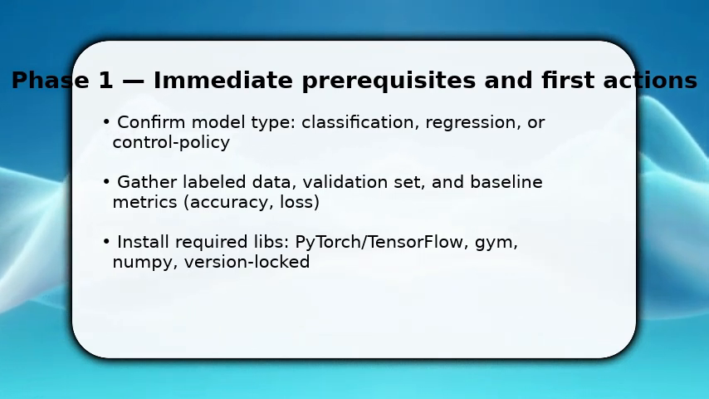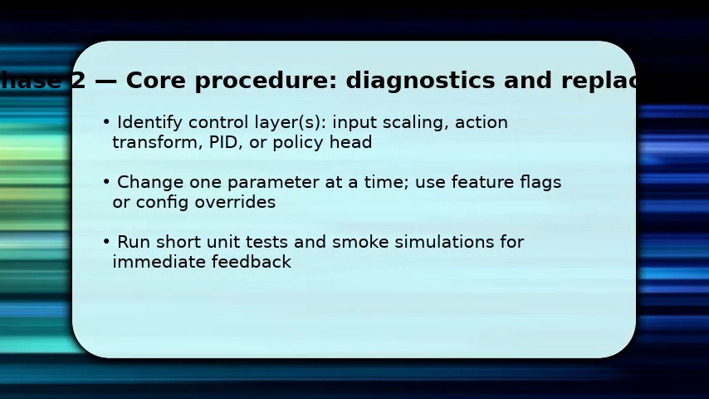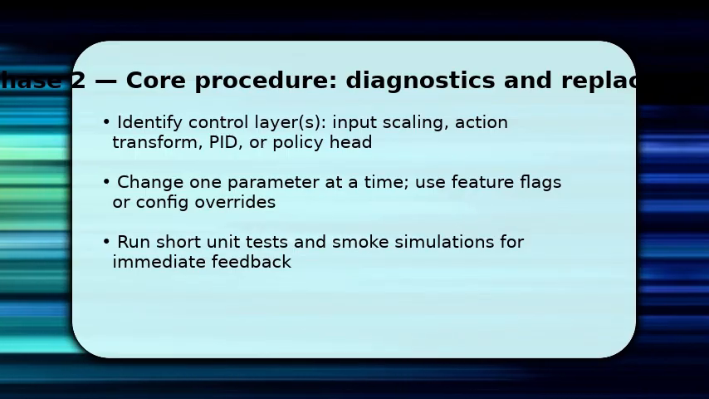You now edit control logic inside the model. Open the policy head or action transform and adjust scaling, clipping, or reward shaping. While you edit, keep experiments atomic, change a single coefficient or threshold, and annotate commits.